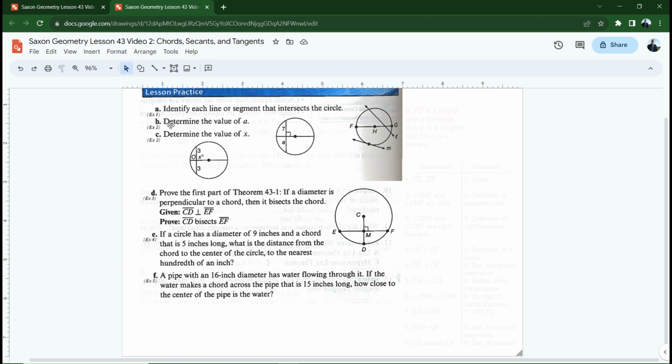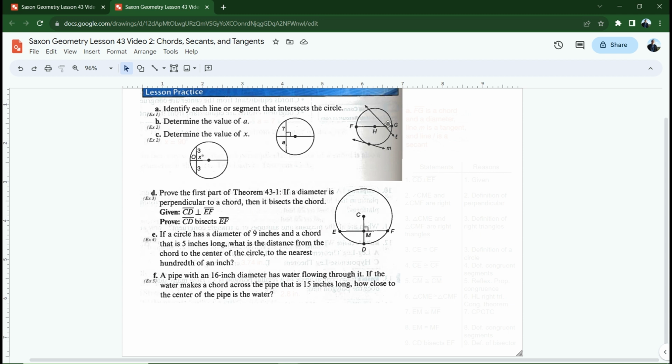Letter A, we need to identify each line segment or each line that intersects a circle. Well, okay, so let's take a look at this. I know that FG is both a chord because it has endpoints on the edge of the circle, and it's also a diameter because it passes through the center of the circle H. So FG is a chord and a diameter.